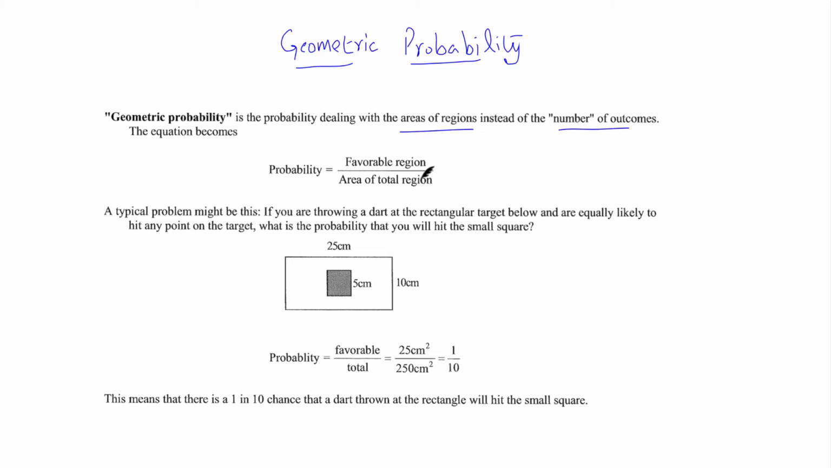We have got the area of the favorable region over the area of the total region. This is basically favorable outcome over total outcome. It remains the same. The only differentiating factor is that instead of numbers, we have got areas. Let's have a look at an example.